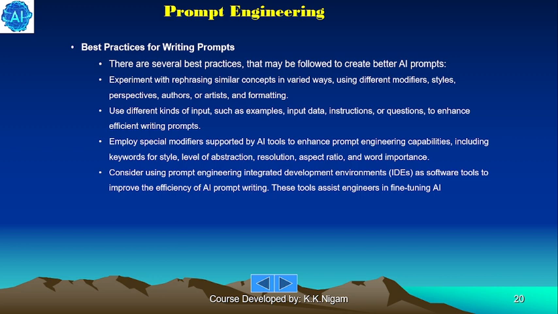Consider using prompt engineering in integrated development environments or software tools to improve the efficiency of AI prompt writing. These tools assist engineers in fine-tuning AI.